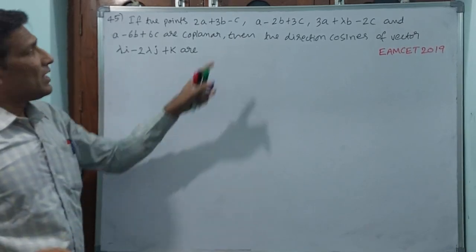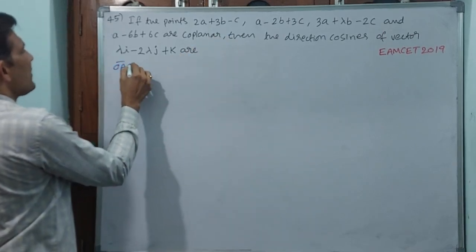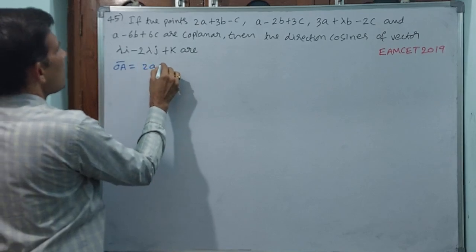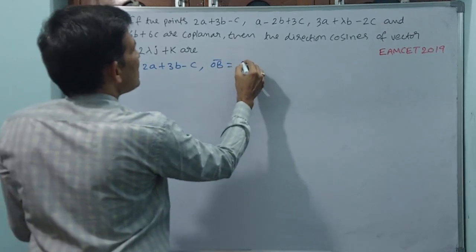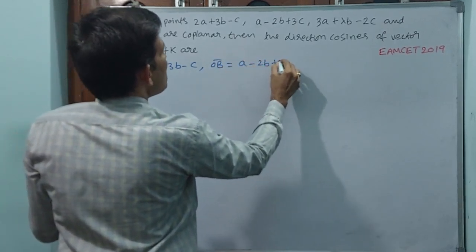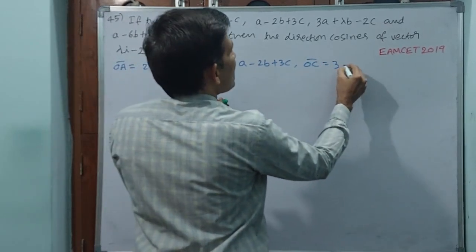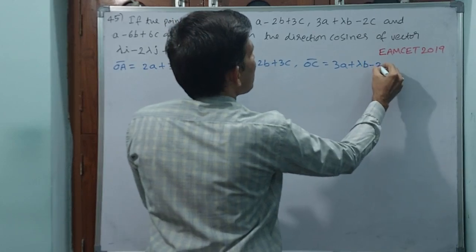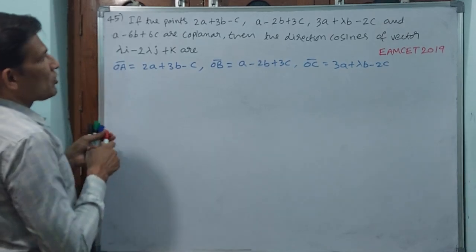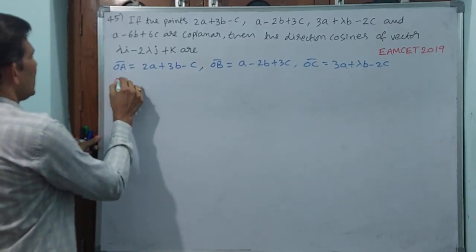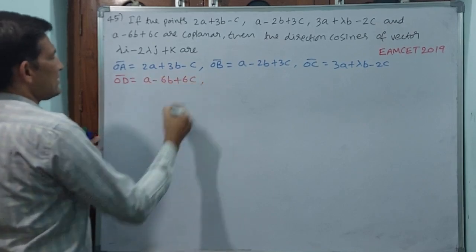First, what we have to take? Like position vectors, you have to take all these 4. You see what I am writing. Position vector OA is equal to 2a plus 3b minus c, position vector OB is equal to a minus 2b plus 3c, position vector OC is equal to 3a plus lambda b minus 2c. Then again, position vector OD is equal to a minus 6b plus 6c.